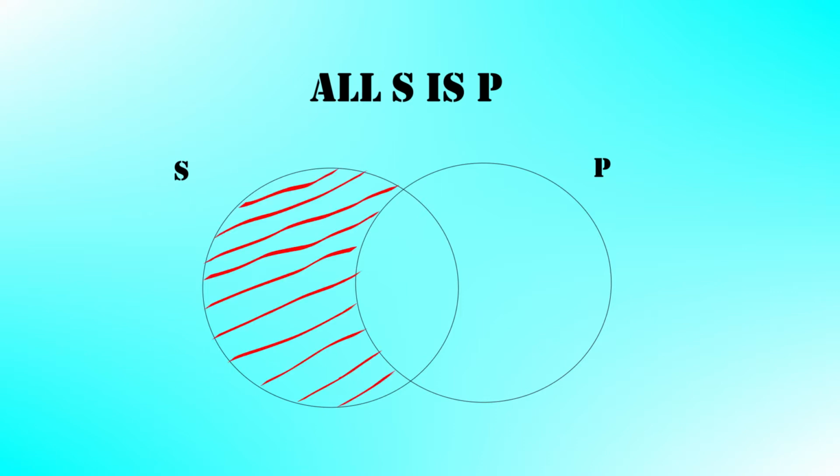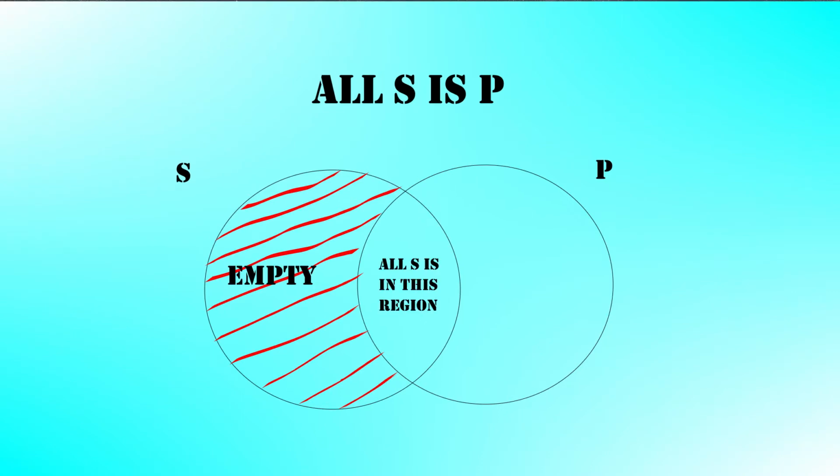All right, so what does it mean to say that all S is P? Well, it means that there's no S that doesn't also fit within P. Any part of S that's outside of P, it's empty. There's nothing in that part of the circle. We're going to symbolize that by shading in that region. And so now the only region of S that's left is the region that's completely contained within P.